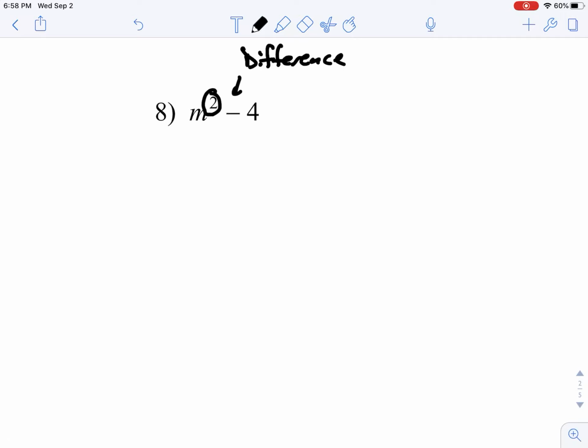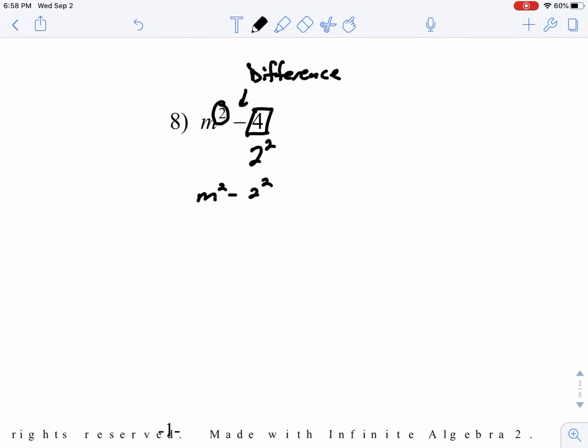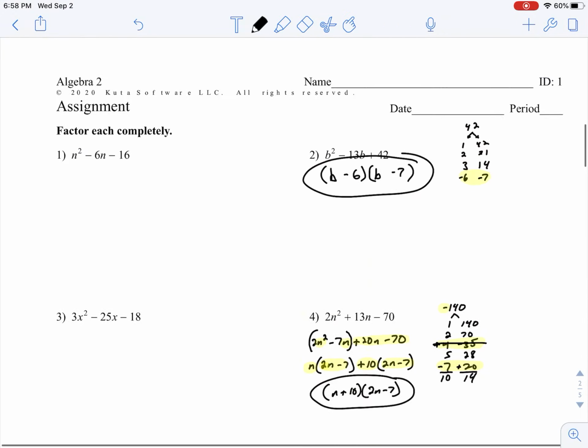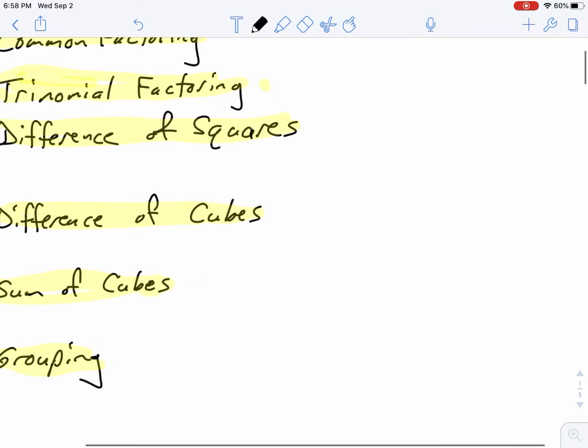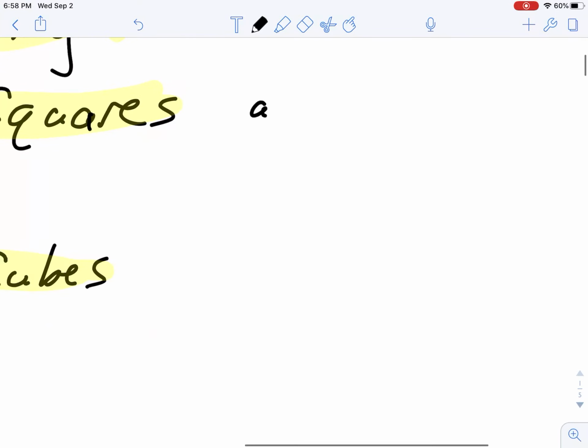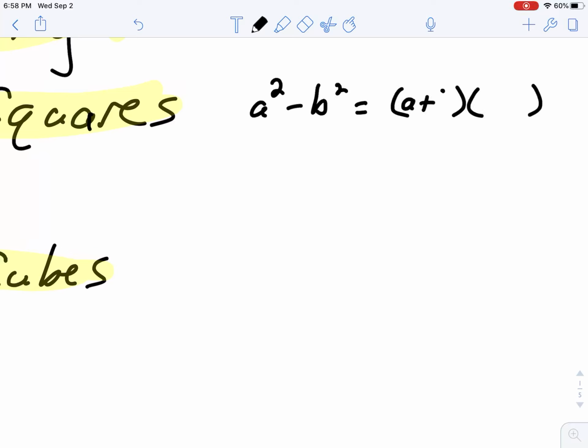Square means that we have a second power or a square number. 4 is the same thing as 2 squared, so you could really look at it like that. Now, as I said, difference of squares factoring uses a formula. I'm going to scroll back up and show you the formula. It looks like this: a squared minus b squared always factors the same way. It factors into (a plus b)(a minus b).